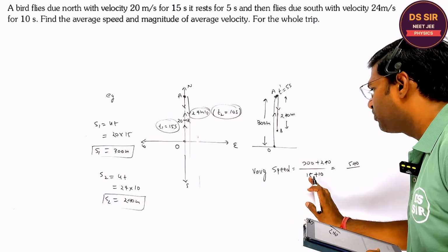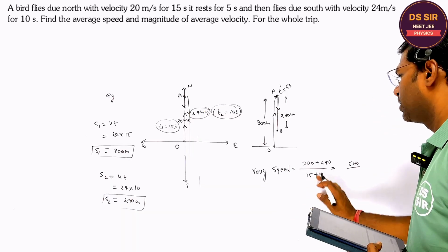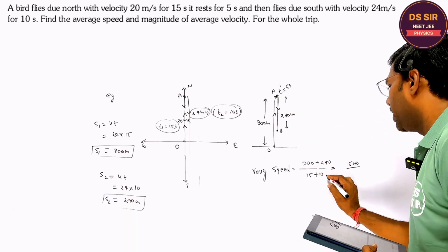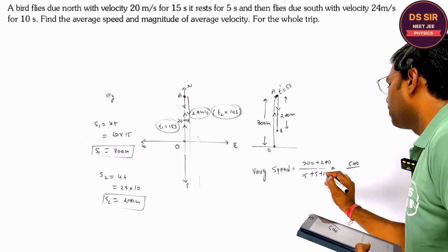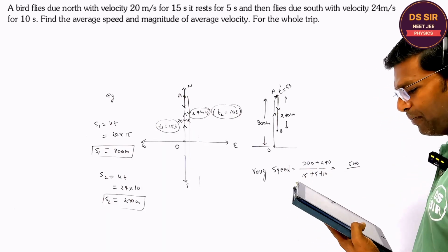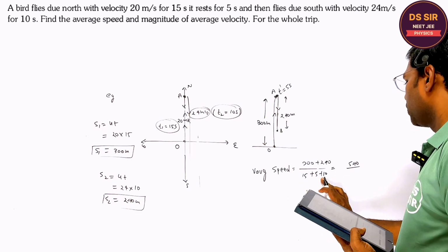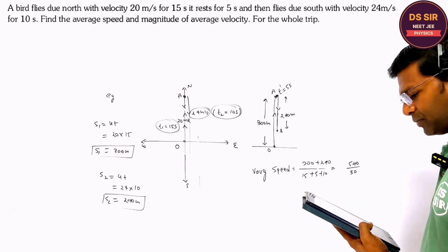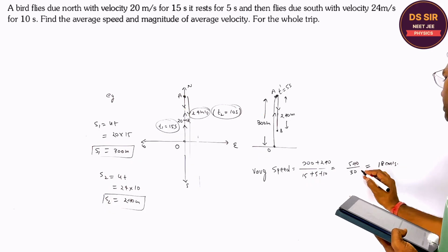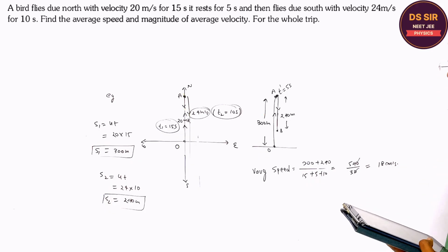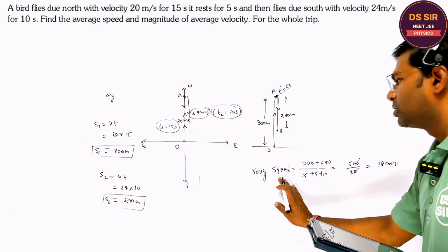So you have to take the total time only. Right. Total distance is this much and total time is 15 plus 5 plus 10. Okay, 5 seconds is also taken. So how much is this? It is 30, right? So this is how much? 18 meter per second. Are you getting or not? This is the average speed.